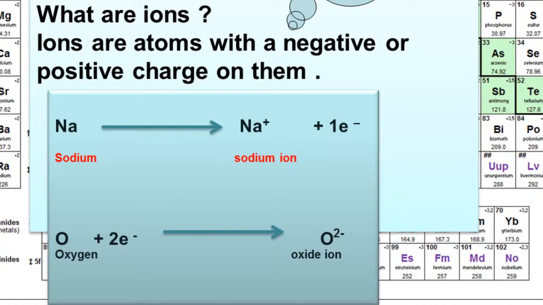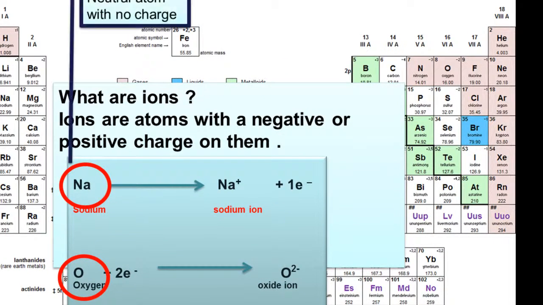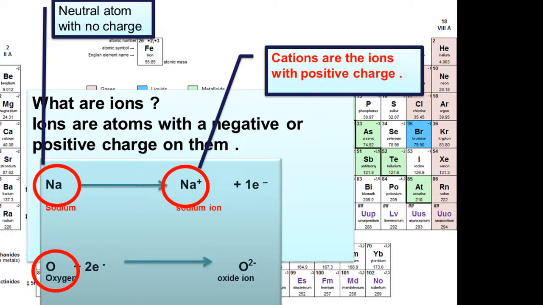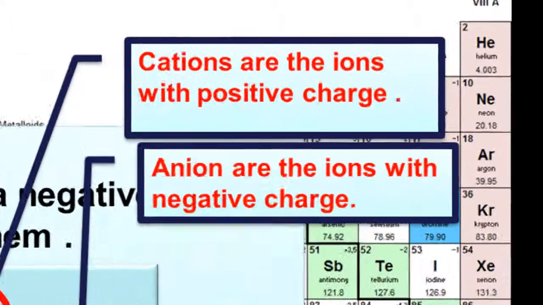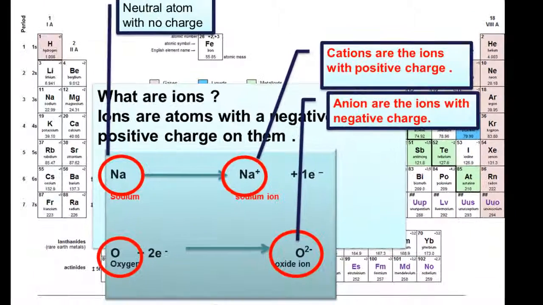Let's try to understand this with the help of an example. Sodium and oxygen atoms are neutral atoms because they don't have any charge on them. Sodium, after losing one electron, acquires a positive charge and is called a cation. Oxygen, after gaining 2 electrons, acquires a negative charge and is called an anion. So what is a cation? A cation is an ion with a positive charge. An anion is an ion with a negative charge.